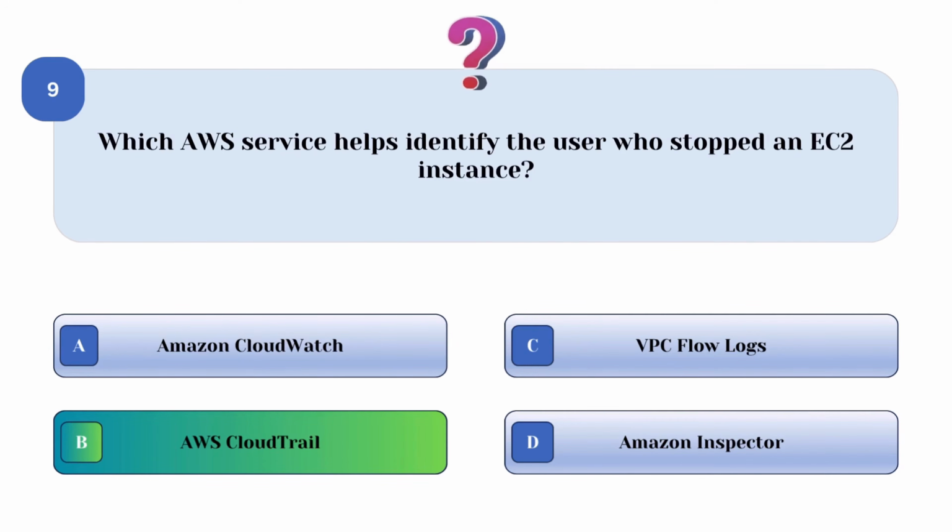Why others are incorrect. CloudWatch monitors performance, not user actions. VPC Flow Logs captures network traffic, not API activity. Inspector assesses security vulnerabilities, not user actions.